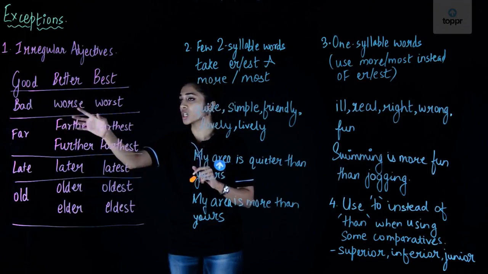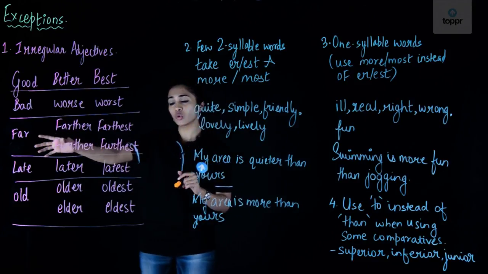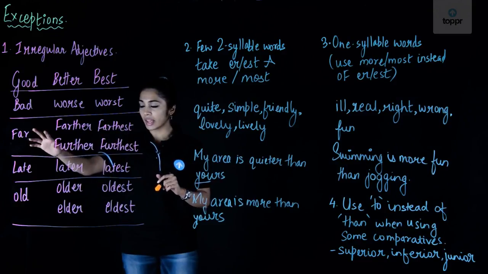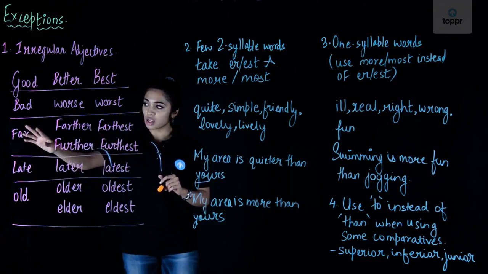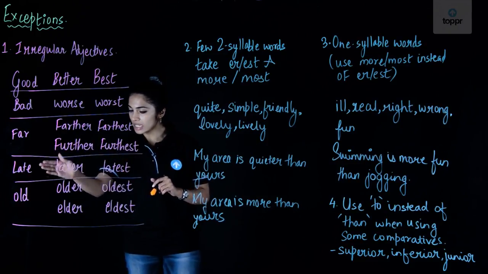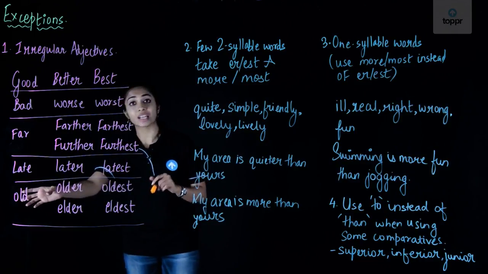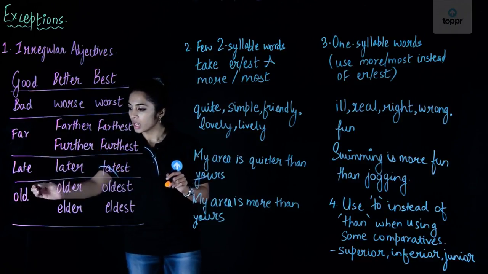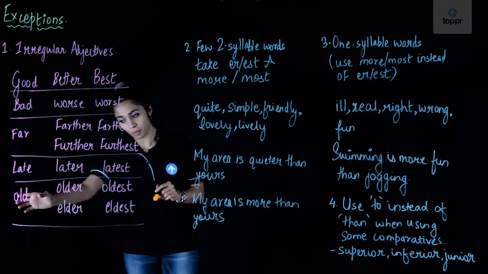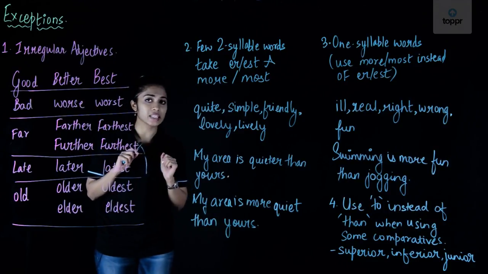We have bad, worse, worst. We have far. So, far has two forms. One is the regular, which is far, farther, farthest. And then it has an irregular form, which is far, further and furthest. Next we have late, later, latest. And then we have old, which has two forms like far. Old becomes older, oldest, and then old also becomes elder and eldest. Now let's move on to the second exception.